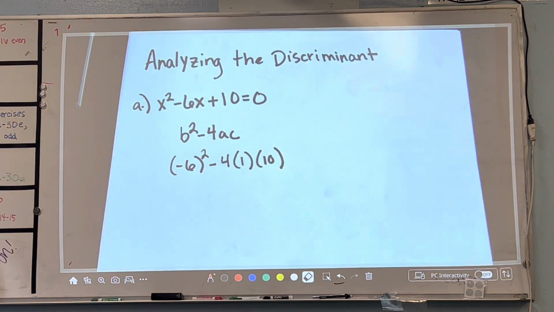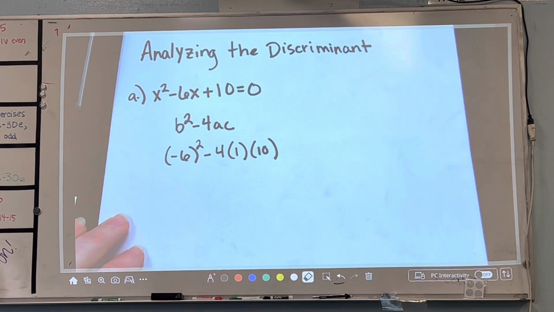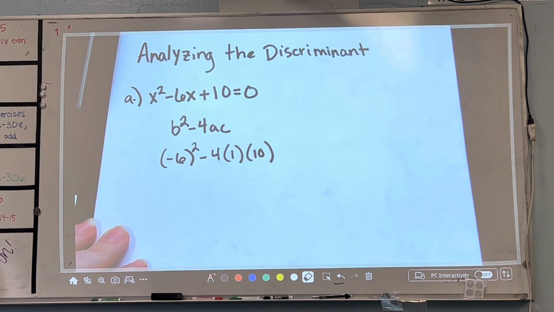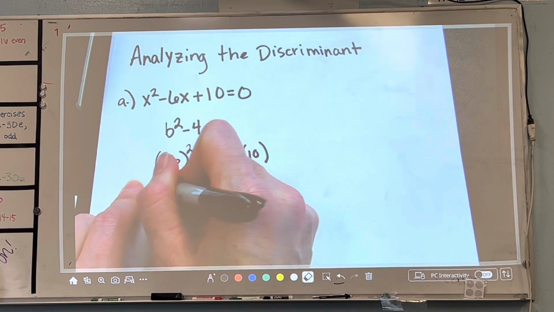It was earlier in our notes, the first thing we did today, the first page. Remember the one where it says if it's greater than 0, less than 0, or whatever? Yeah. Okay, so negative 6 squared is 36, minus 40.